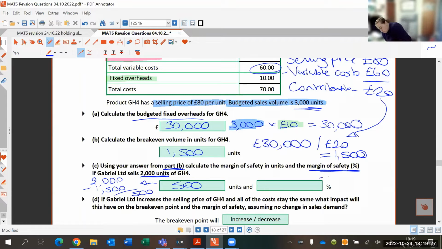So in this case, we'll take our 500 units and we will divide that by the 2,000 that we've planned. And then we want to times that by 100 to get it into a percentage. So I think we're going to be on 25%. Yeah, lovely. I've got some answers in the chat. So 25%, which isn't the worst in terms of margin of safety because it's a huge amount of wiggle room if sales don't go as planned.